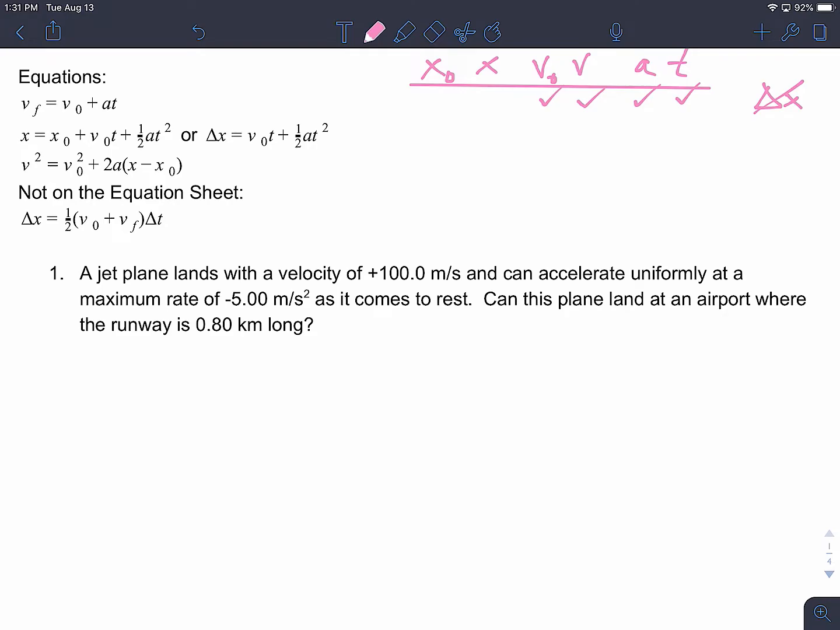If we look at the second equation, we see that it has both initial and final position, initial velocity, acceleration, and time. So this is useless for finding the final velocity. We would need a second equation to get that done. The third equation has both velocities, has acceleration, and distance. So this allows us to solve for variables without needing the time interval.